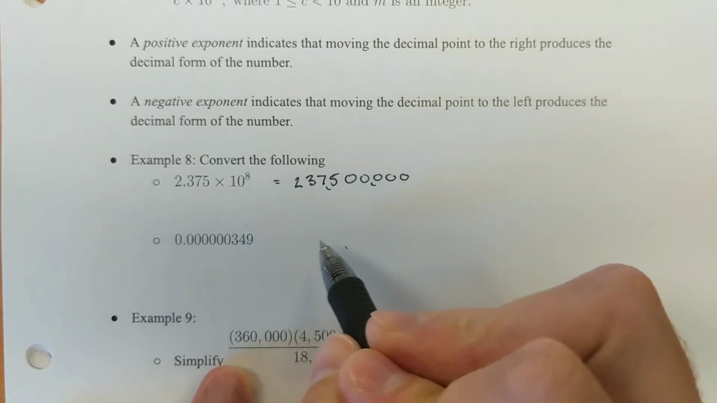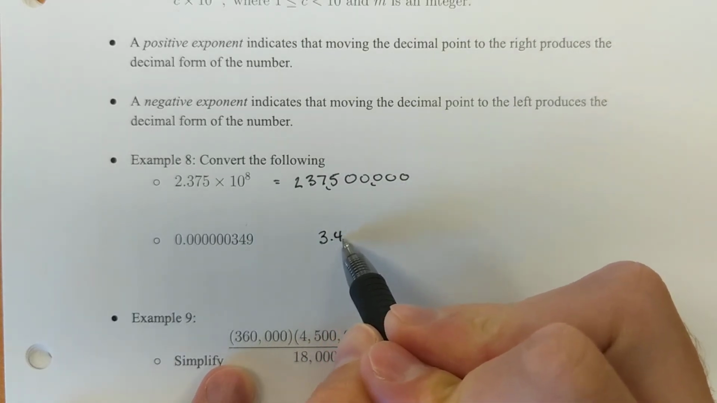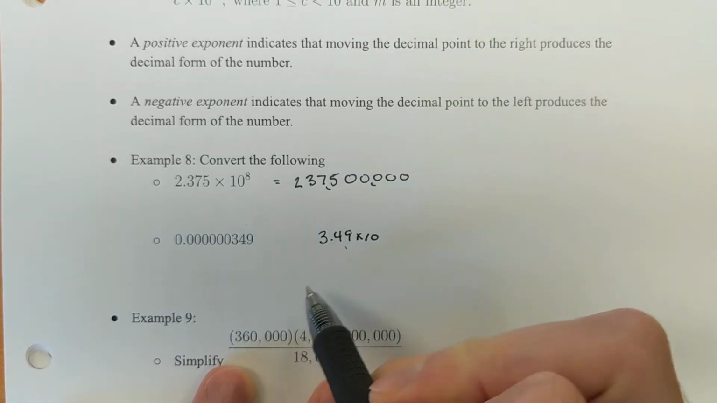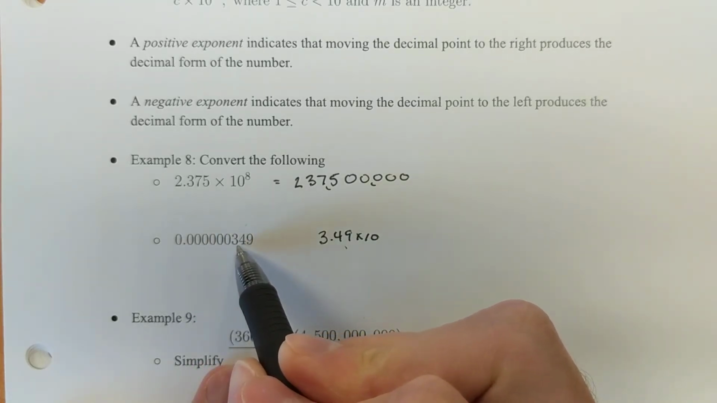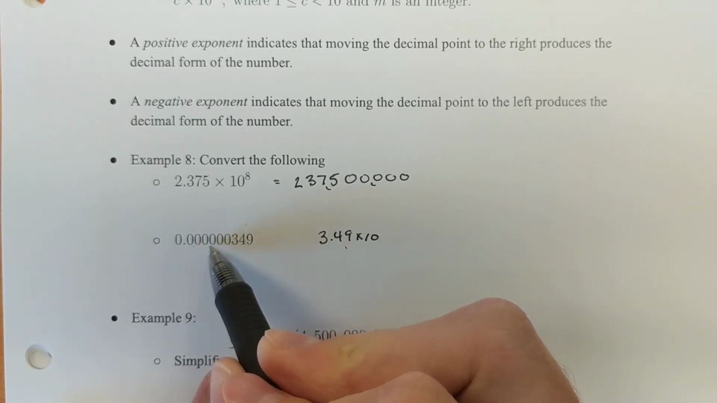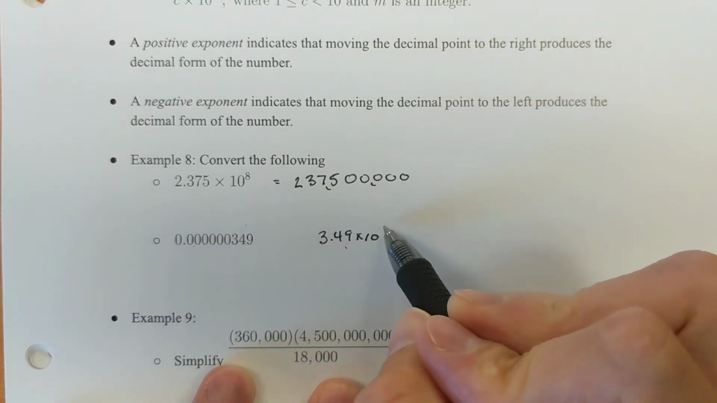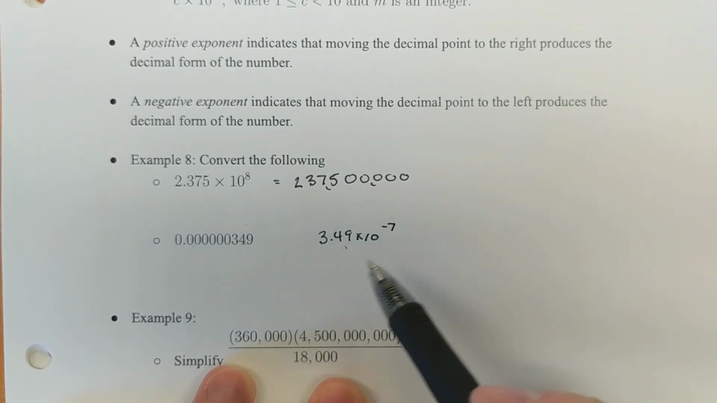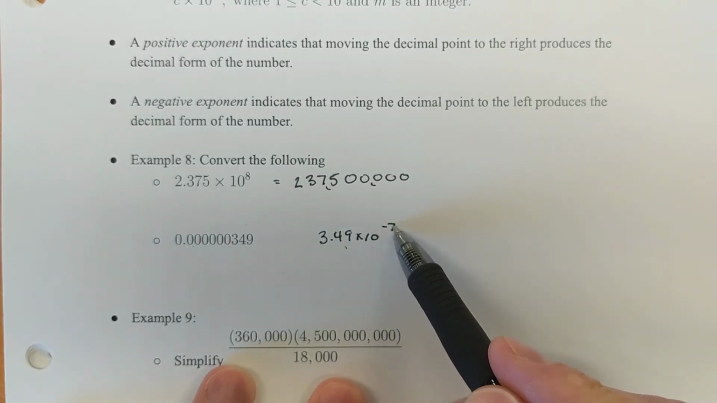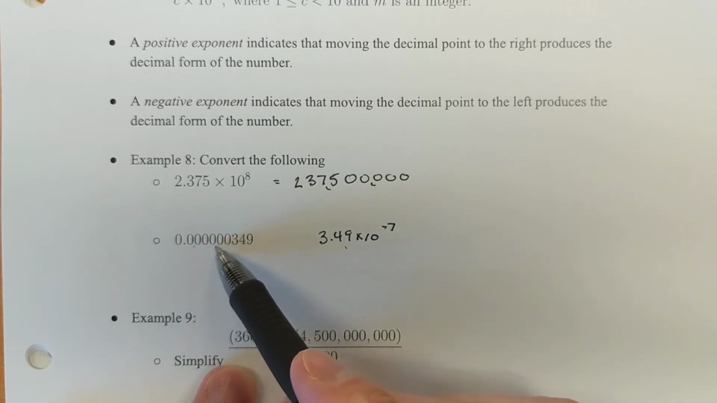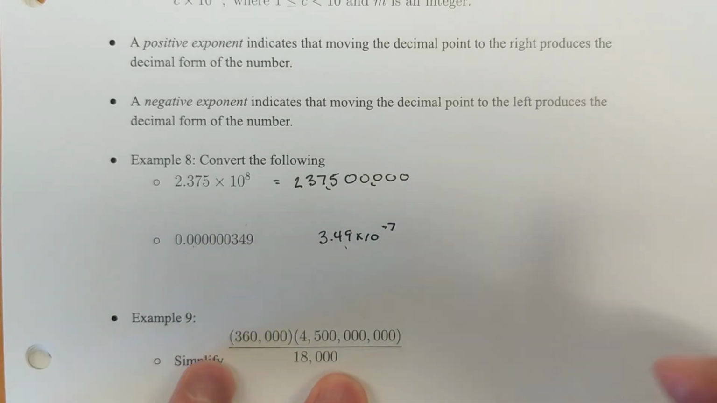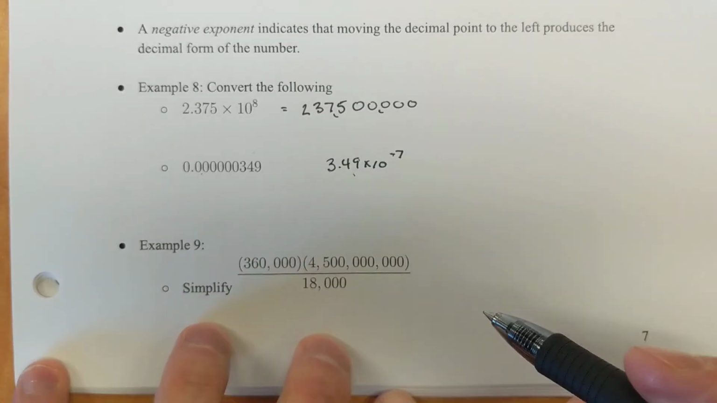Now this one is going to be 3.49 times 10. Now to figure out what my exponent is, I move the decimal place until I have a number between 1 and 10 in front. So it's 1, 2, 3, 4, 5, 6, 7 times. So a negative 7 would go there, because I would need to move the decimal place 7 spaces left in order to get back to my actual number. 1, 2, 3, 4, 5, 6, 7. Just making sure.